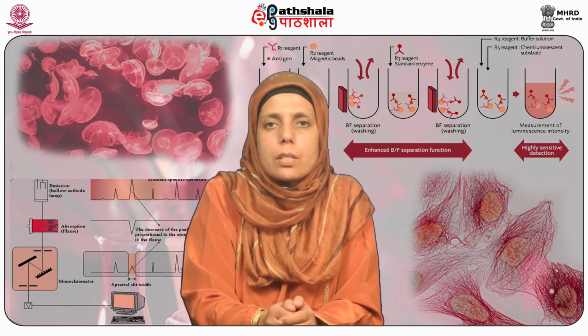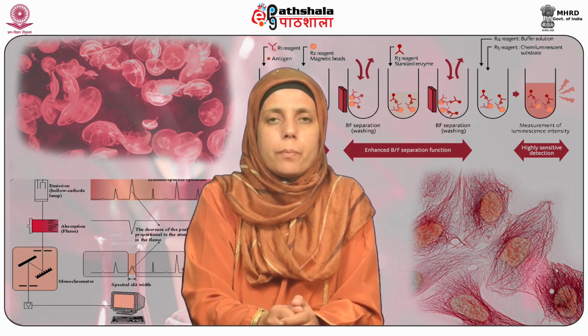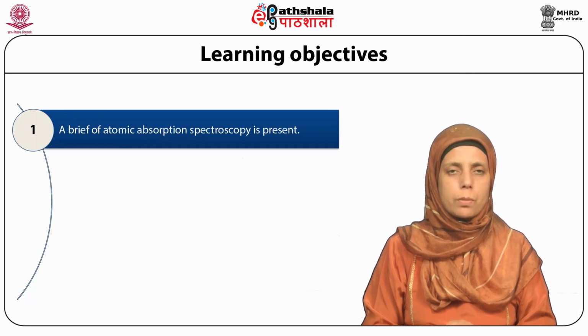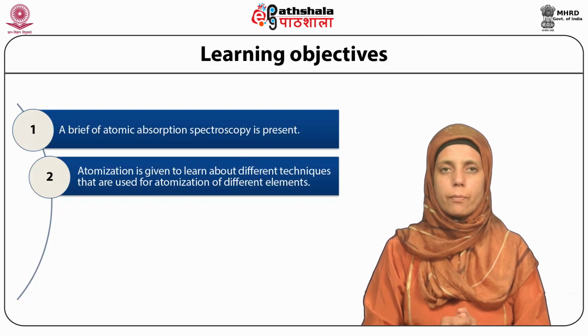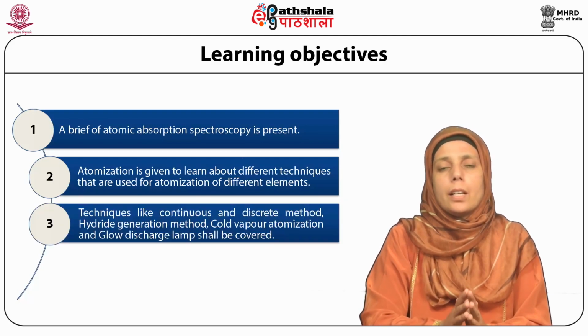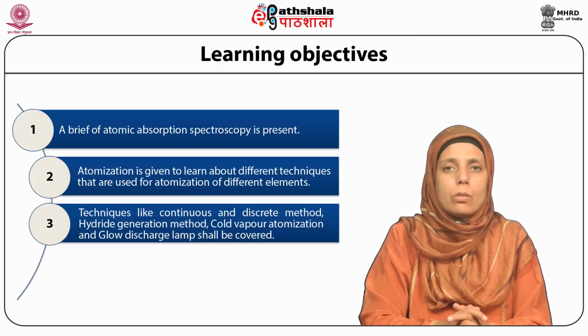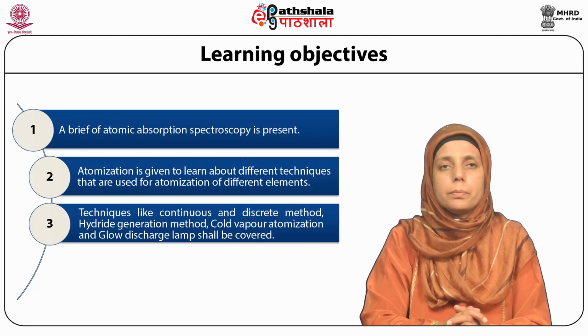Here we are going to discuss the module Sample Atomization from the paper Atomic Spectroscopy. In this module, a brief of atomic absorption spectroscopy is presented. A detailed method of atomization is given to learn about different techniques that are used for atomization of different elements. Techniques like continuous and discrete method, hydride generation method, cold vapor atomization and glow discharge lamp shall be covered.